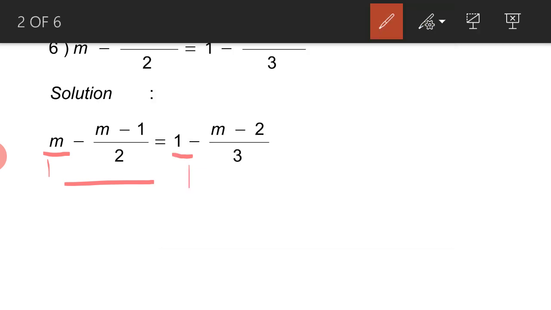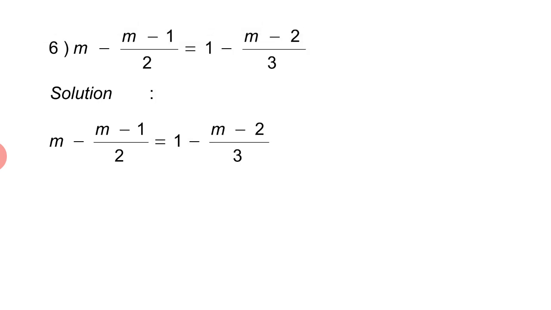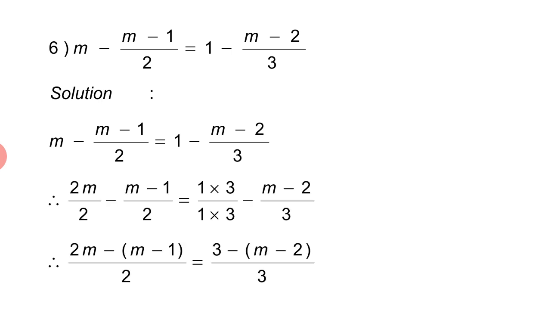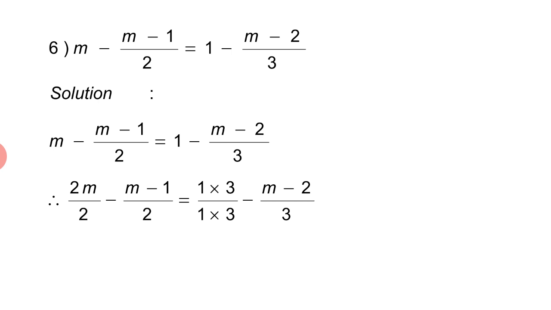Next step. So now it will be equal to 2m upon 2. Is it okay? It is 2m upon 2. I have multiplied m by 2 by 2. So you will get 2m by 2 minus (m - 1) by 2. It will remain as it is because denominator is already 2. Here 1 into 3 and 1 into 3, I have shown the calculation. So you can directly even write it as 3 by 3 minus (m - 2) upon 3. Is it okay? So now what will be the next step?